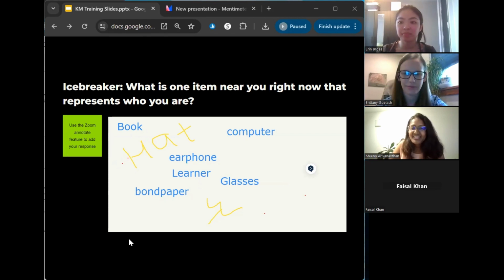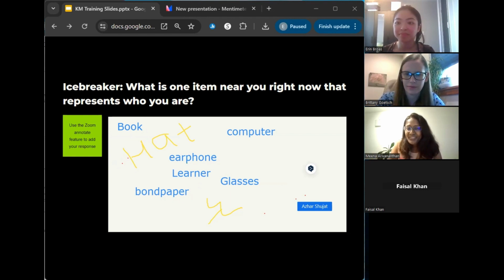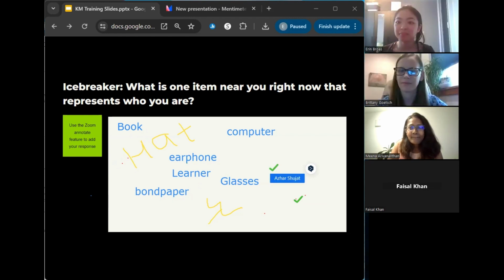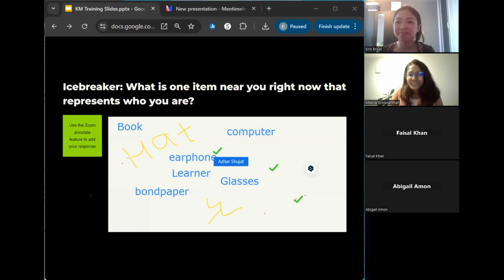Somebody wrote hat in yellow. Why does that represent you? Who was that? Okay, if there is no response, maybe anyone would like to share what they wrote there? Any one more person, then we'll stop. Abigail, yes, please. Tell us. Hi everyone. Can you hear me? Yes, but we can't see you. It's okay. My cam is off.